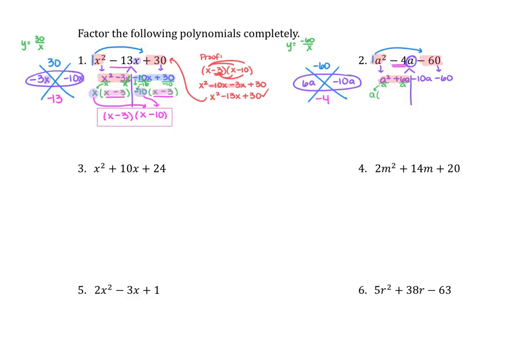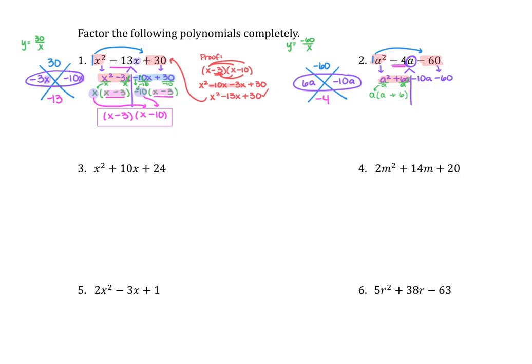Remember, whatever I divide by has to go in front of parentheses. If I pull an a out of a squared, I'm left with a. And if I pull an a out of 6a, those would cancel out, and I'm left with positive 6.